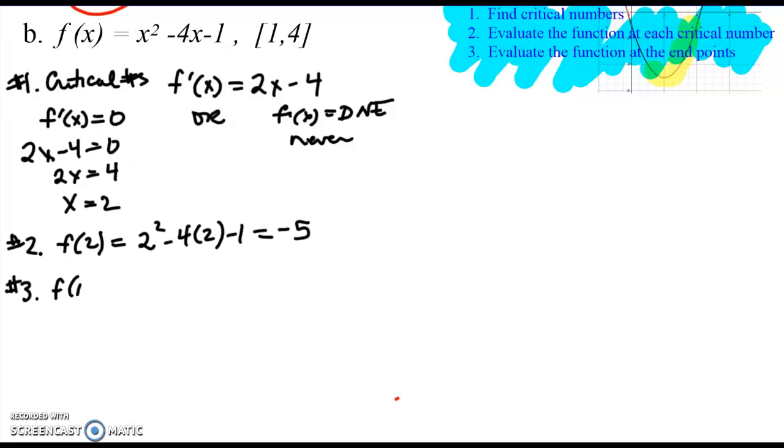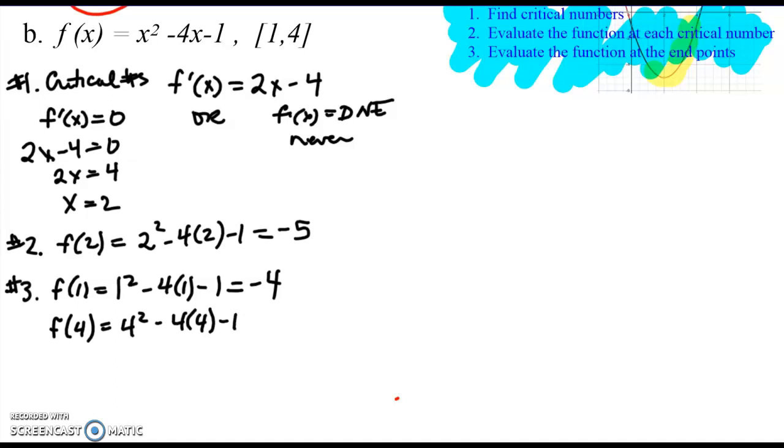Let's put a 1 in for x. 1 squared minus 4 times 1 minus 1 will be minus 4. And the other endpoint, positive 4, should yield, let's see, 16 minus 16 minus 1. Okay, so here's our three possibilities for mins and max of the function.